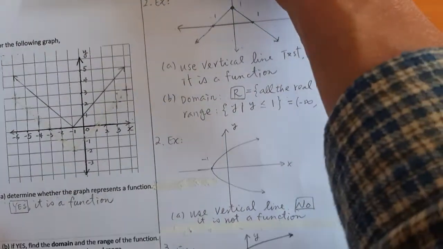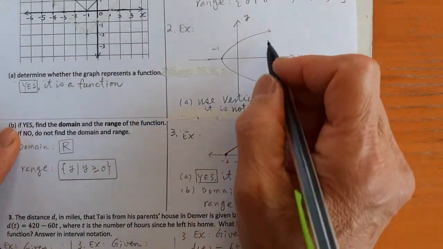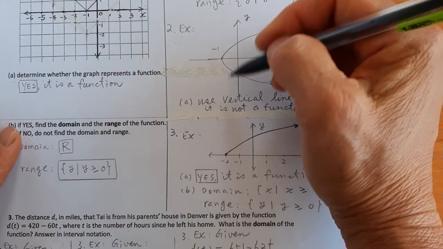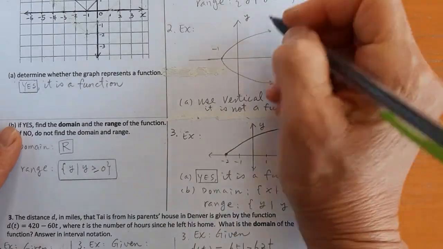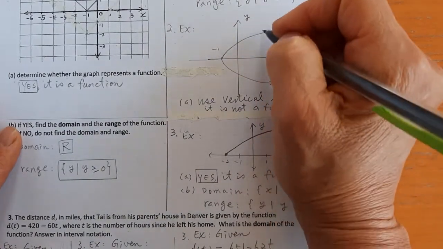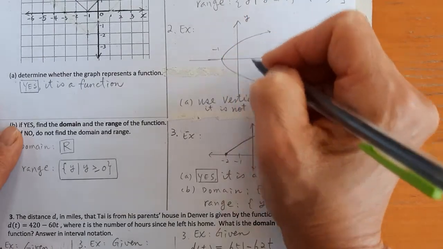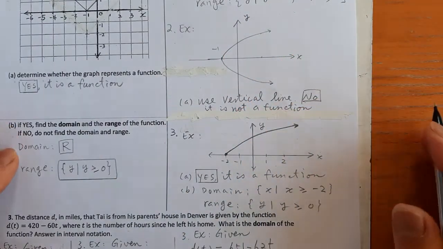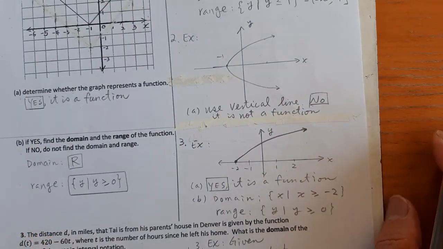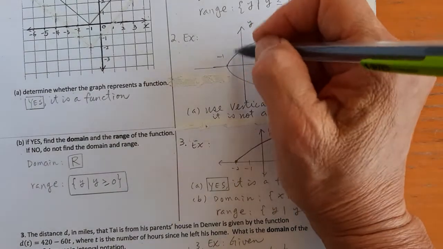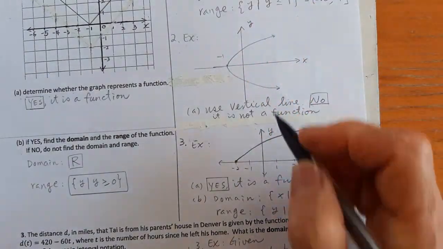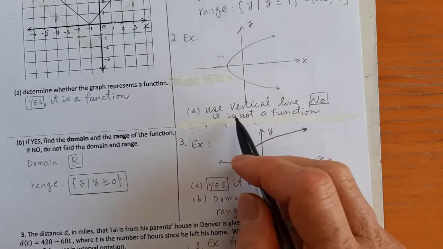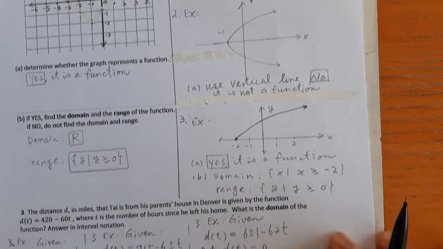And then the next example, if the graph is like this, use the vertical line test; it meets the graph at more than 1 point. So this x has 2 y. Then that does not satisfy the definition of a function. So with the vertical line test, if it meets more than 1 point, it is not a function.